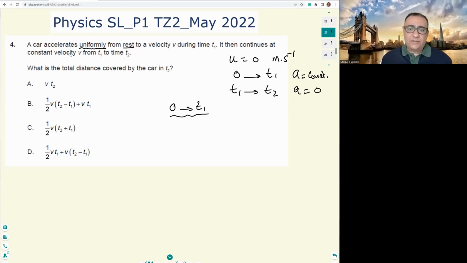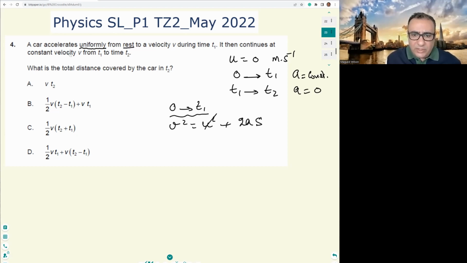Now you look at the SUVAT equations, and you may try one of the formulas. Maybe v squared equals u squared plus 2as. You may try the other one, which is s equals ut plus half at squared. No problem. Try and see if you get the answer. If not, you may change your path. So let's see. I'm going to call s here d1.